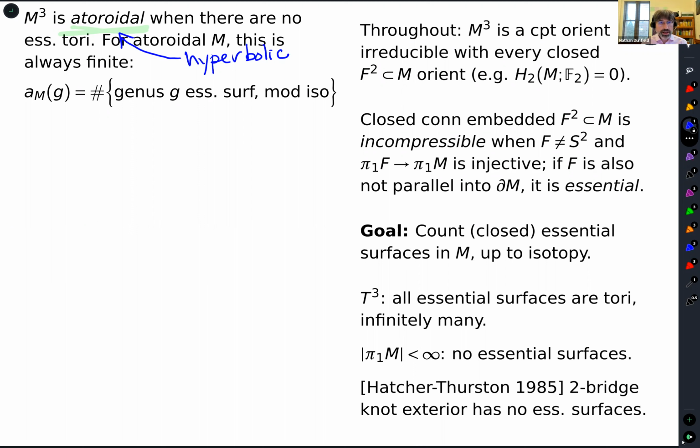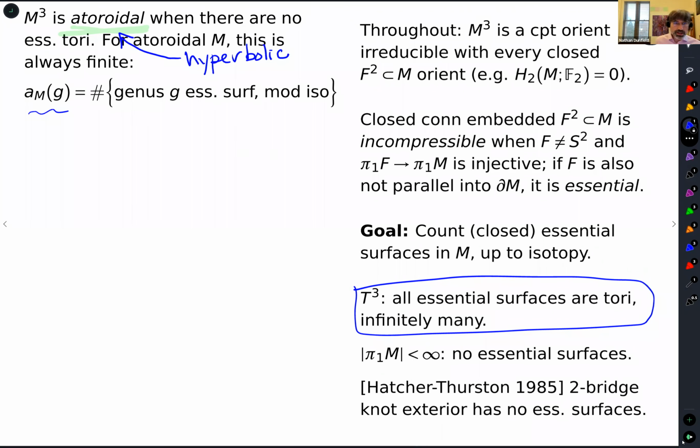And in this case, it goes back to the work of, I think, Haken or Waldhausen in the 70s, that for atoroidal manifolds, these counts are always finite. This is the phenomenon we had with the 3 torus, with its infinitely many tori. If you don't have any tori at all, then you can't have infinitely many surfaces of a fixed genus. So it makes sense then to talk about this number, A_M(g), which is just the number of genus g essential surfaces up to isotopy.